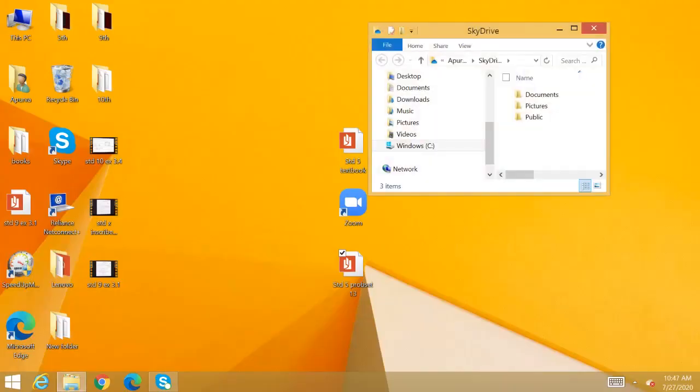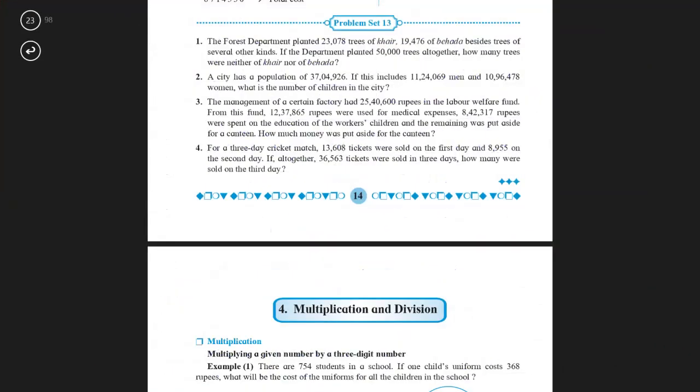Question number 3. The management of a certain factory had 25 lakhs 40,600 rupees in the labor welfare fund. From this fund, 12 lakhs 37,865 rupees were used for medical expenses. 8 lakh 42,317 rupees was spent on education of workers' children, and the remaining was put aside for a canteen. How much money was put aside for the canteen? So what must you do?